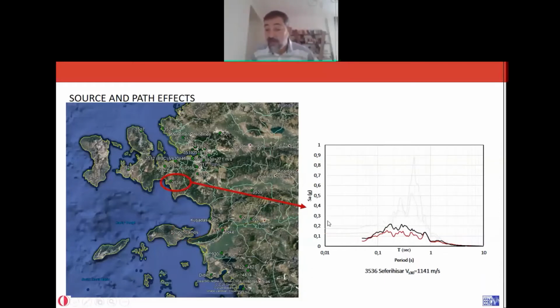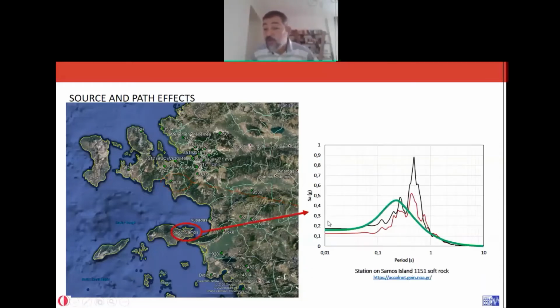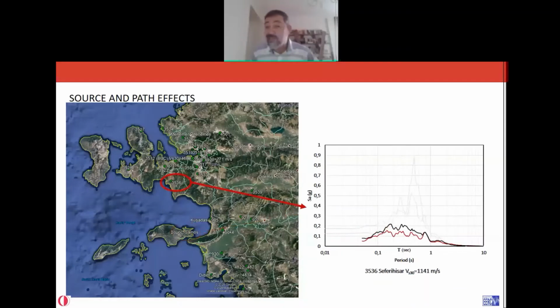So this is something we don't expect from such an event. Let's go on the way. Again, another rock site. This is our 35-36 site. Again, let's compare it with ground motion prediction equations. You see that unusual long period energy is still there. Remember, this is a rock site. So we don't expect really long period energy at rock sites.